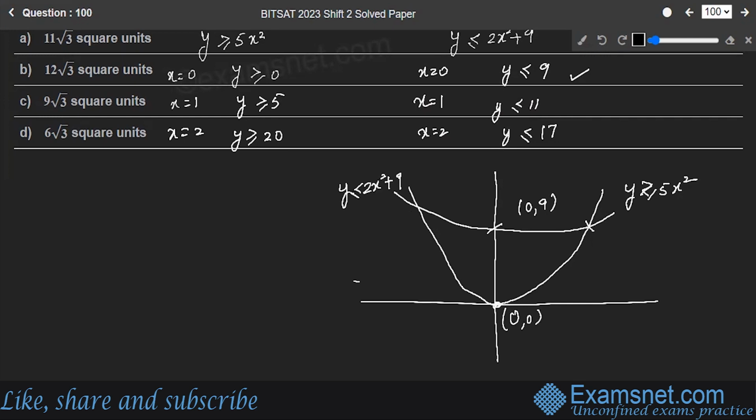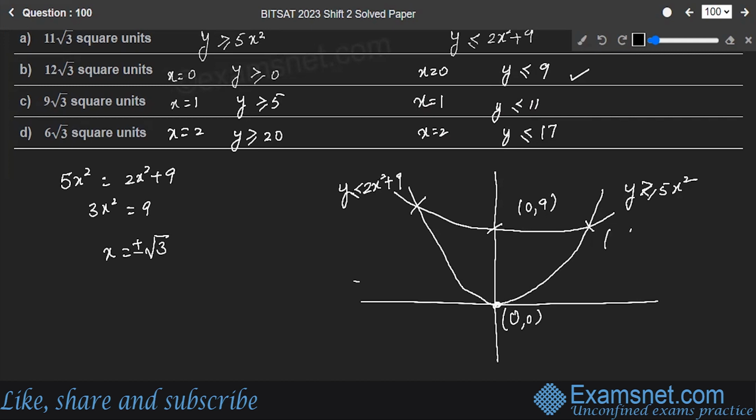Now for their points of intersection, you have to find the two points of intersection. You have 5x squared is equal to 2x squared plus 9, or you have 3x squared is equal to 9, or you have x squared is equal to 3, so x is equal to plus or minus root 3. So that means you have two values.